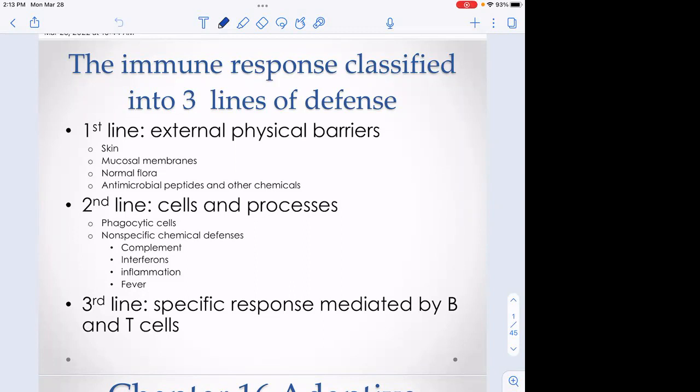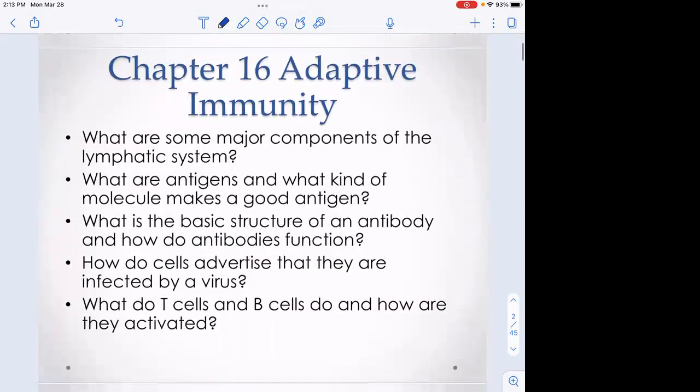Okay, so again, I don't think I posted this. This just goes back to how we're approaching this. We've gotten through our first and second line, so now we're ready to jump into adaptive immunity, specifically the work of B and T cells. Moving forward, we're going to talk about where some of these reactions take place in the lymphatic system, so we'll review the players that are important there. We're finally going to define the term antigen and talk about which kinds of molecules are good antigens, as well as what our body makes in response to antigens, which are called antibodies.